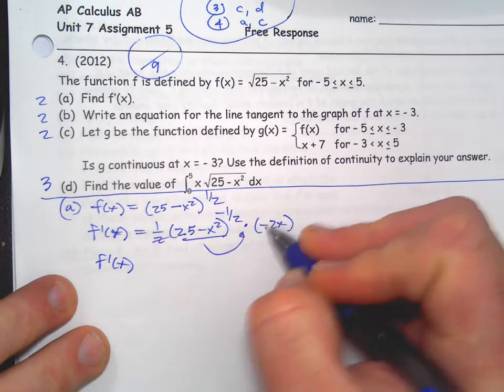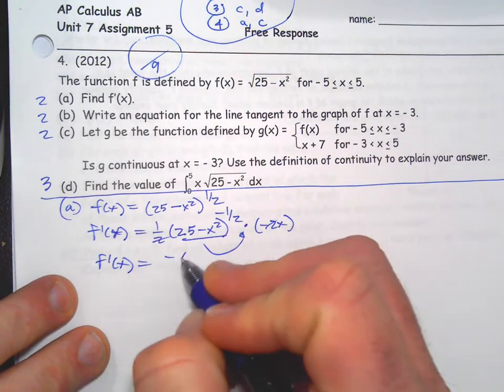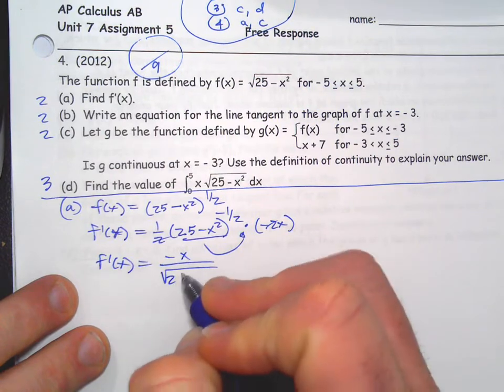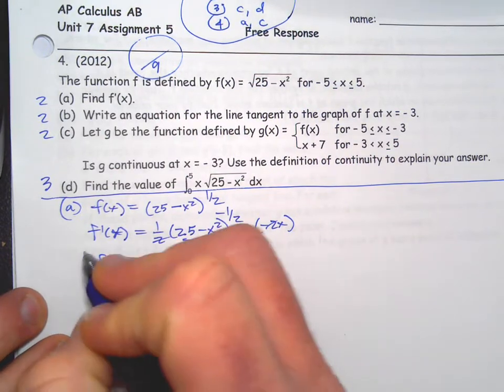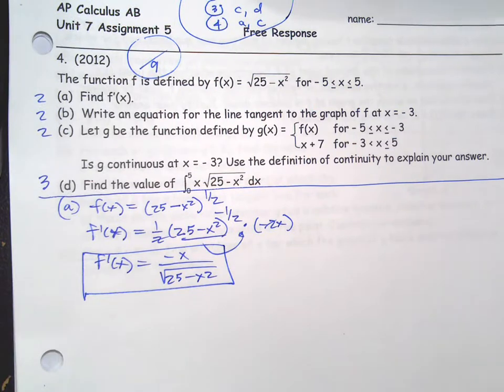The 2's cancel. It's going to be negative x over the square root of 25 minus x squared. And that's your answer. So there's 2 points, and they're both for just getting the derivative correct. So if you mess it up, you didn't get any points. You got them all or nothing.